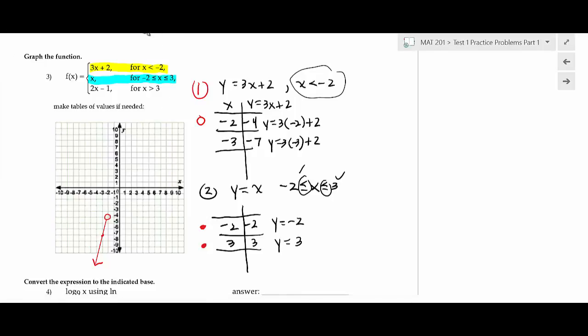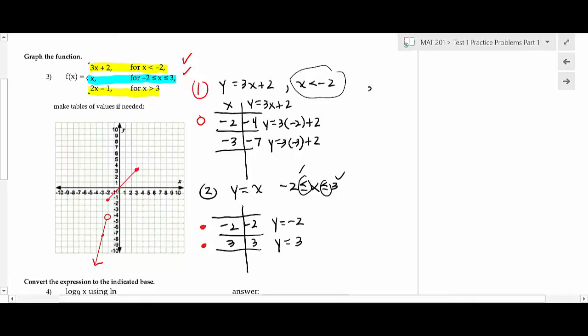So what I'm going to do is go ahead and plot those 2 points. So I'm going to be left 2, down 2, like this. So I should be there. Then I'm going to be right 3 and up 3, so I should be there. And then I can connect those 2 points into a straight line. And then that will give us the second piece. So we're done with that. And then that leaves us with the third and final piece of this graph, which is just going to be back to this piece. So we'll do that.